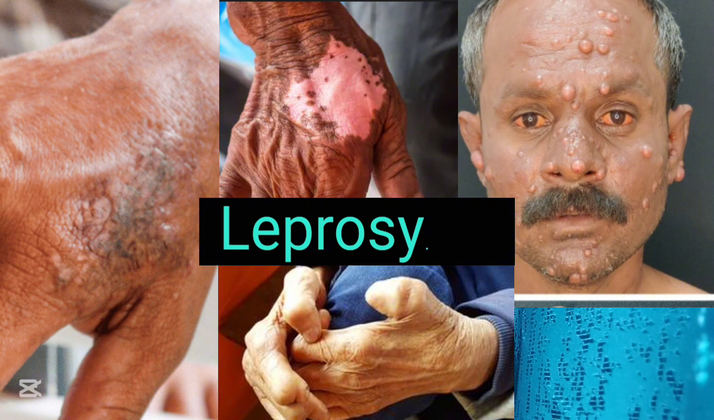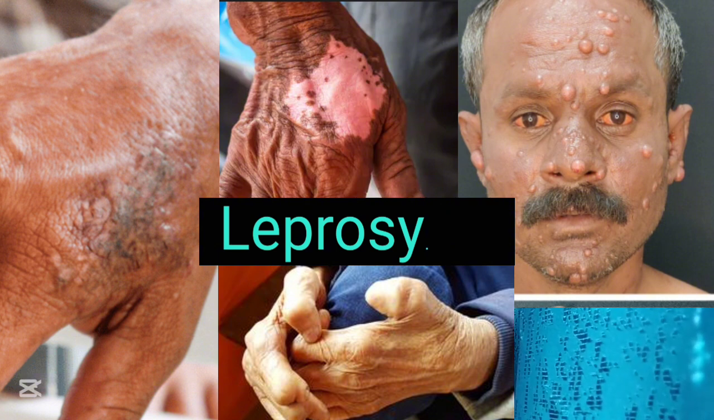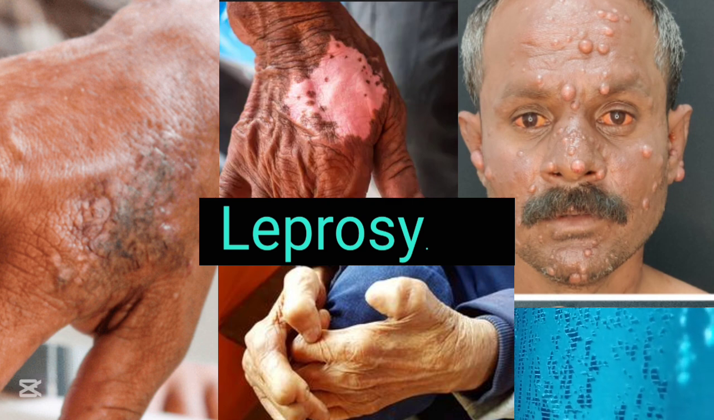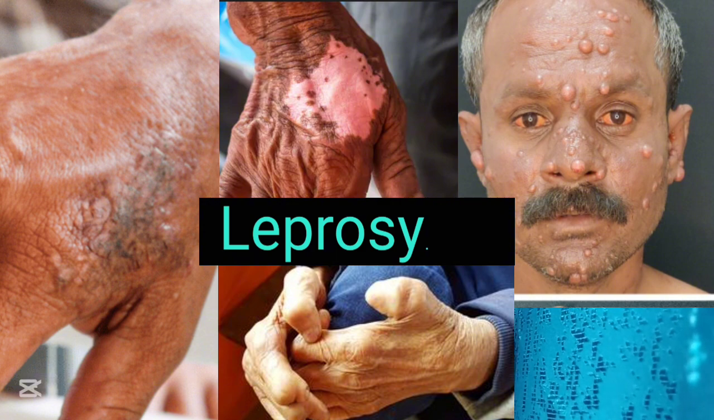Today's video is about leprosy. Leprosy is a chronic, long-standing condition that commonly affects the skin and the peripheral nerves, and it is commonly due to a bacterium called Mycobacterium leprae.